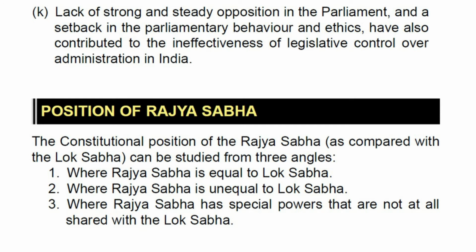Position of Rajya Sabha. The constitutional position of the Rajya Sabha, as compared with the Lok Sabha, can be studied from three angles. 1. Where Rajya Sabha is equal to Lok Sabha. 2. Where Rajya Sabha is unequal to Lok Sabha. 3. Where Rajya Sabha has special powers that are not at all shared with the Lok Sabha.